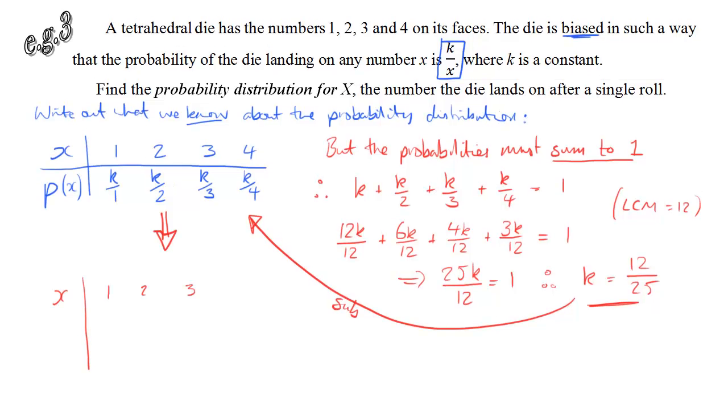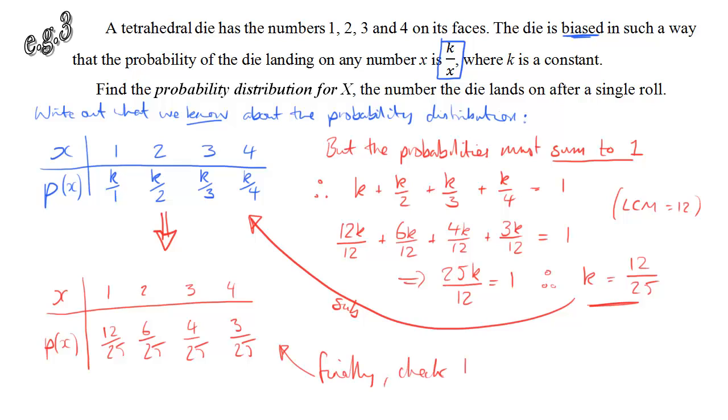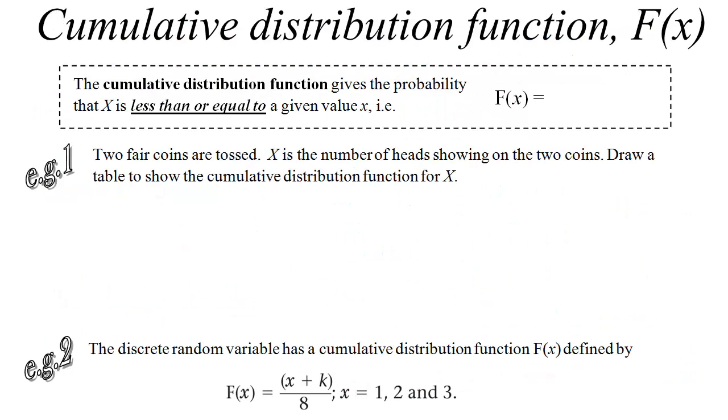Okay, so the same values for x, but when x is 1, it's just k over 1, so it's just k, 12 over 25. When x equals 2, it's k over 2, so I can just divide the numerator by 2 and get 6 over 25. And in a similar way, I can work out the values for 3 and 4 by substituting 12 over 25 in there. I'd pause that if I were you and check that you're happy with those. And then, of course, the final step, which won't get you any extra marks, but it might stop you from losing some marks, is to check that your probabilities add up to 1. And in this case, they do.